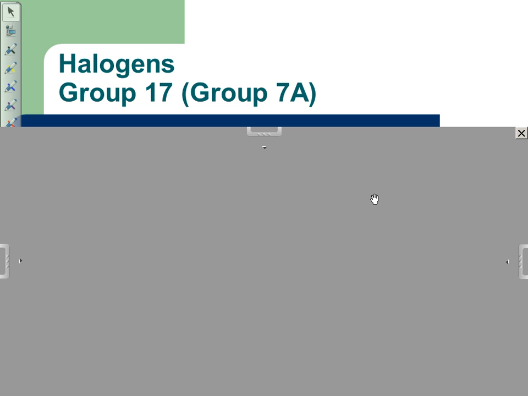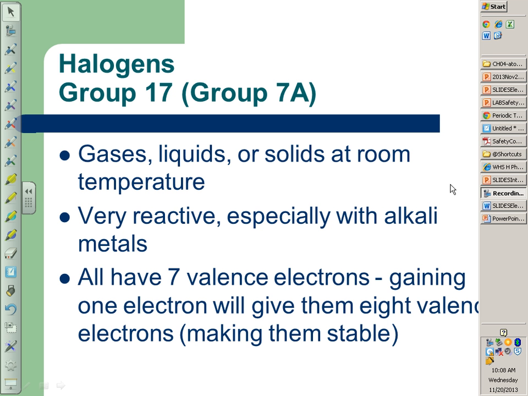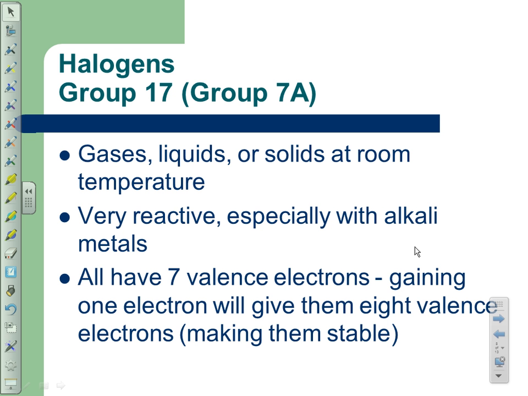Non-metals, right? So we're going to have different properties than our alkali metals. First being that there is a large variation among your halogens as far as what they look like. Some halogens are gases at room temperature. One is a liquid. Some are solids at room temperature. So there's a large variation among even the properties of the elements in the same family.